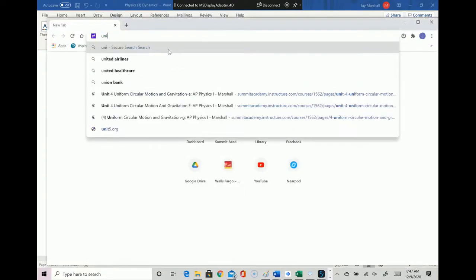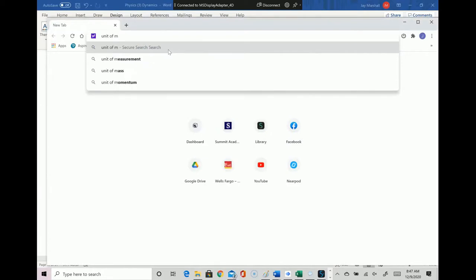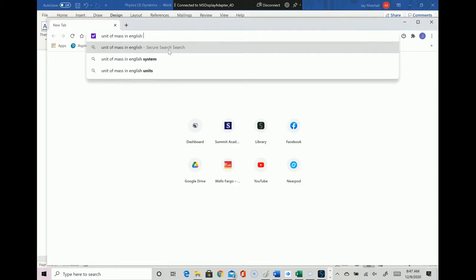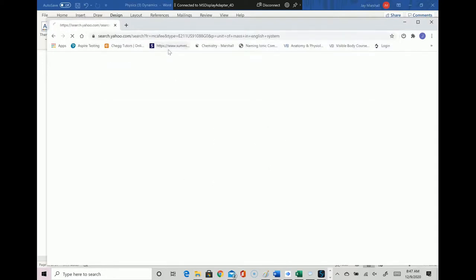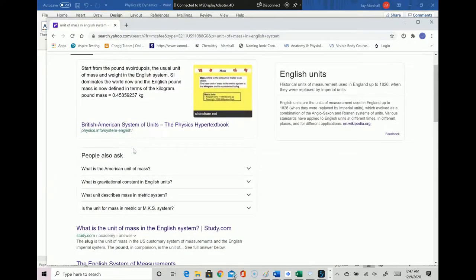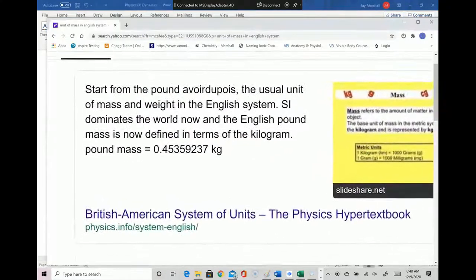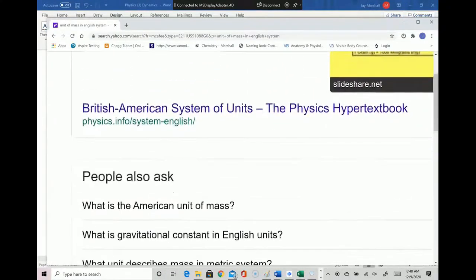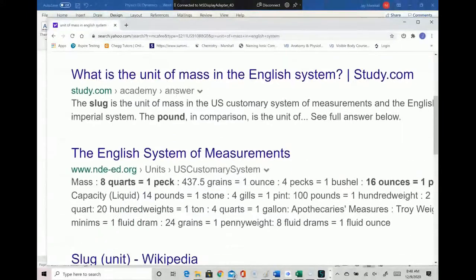Unit of mass in English system. Now, let's see if we can find out. Okay. The slug is the unit of mass in the U.S. customary system and the English imperial system. So the slug is the unit of mass in the English system.